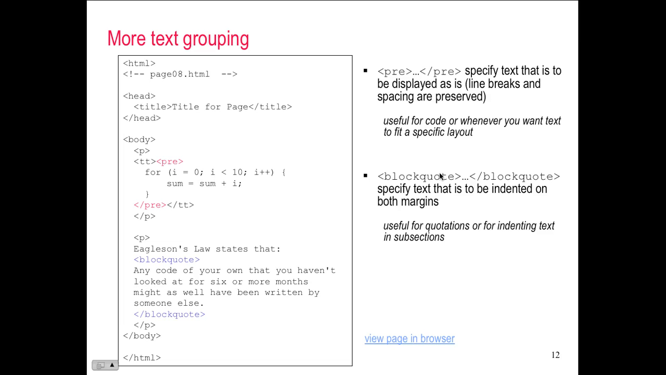So we have the block quote. Block quotes specify text that is to be indented by both margins. So it indents on both sides. It's just another style we can apply to the text, just for quotations, for indentations, and for subsections. And here's our block quote down here. No pre over here. This does come in handy because you don't want to necessarily format that by hand.